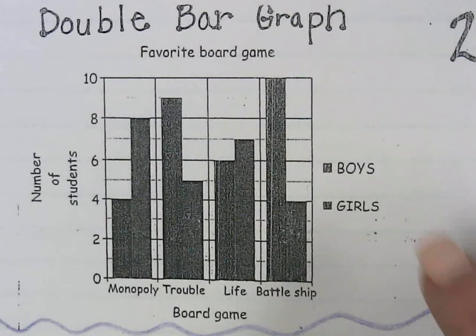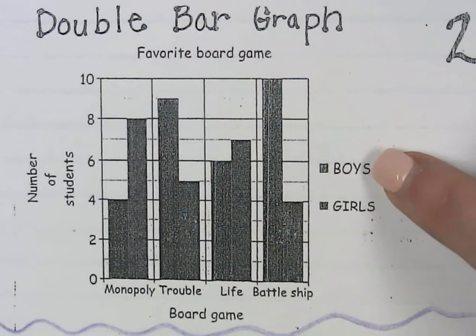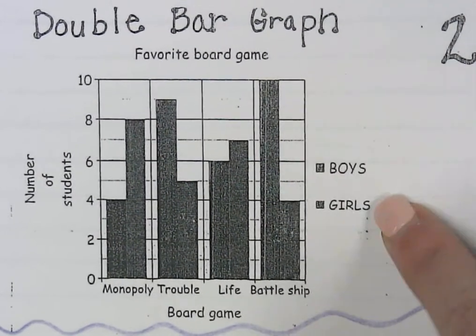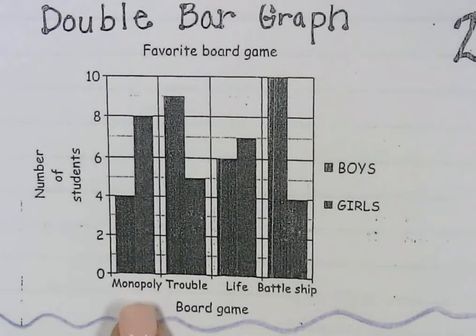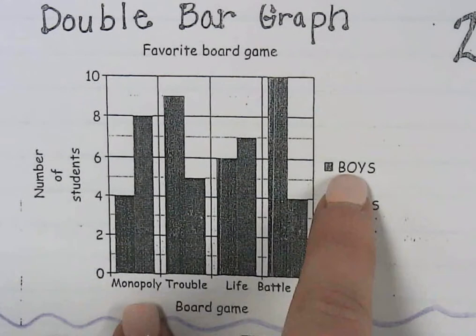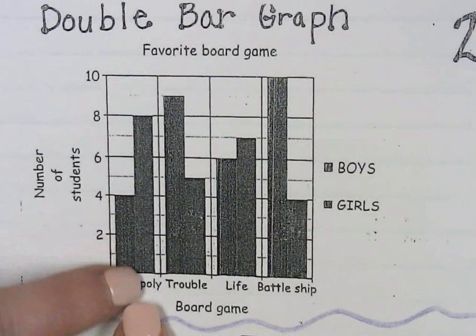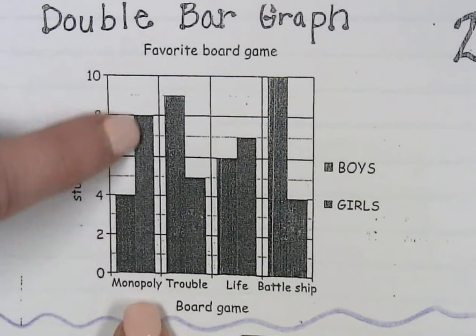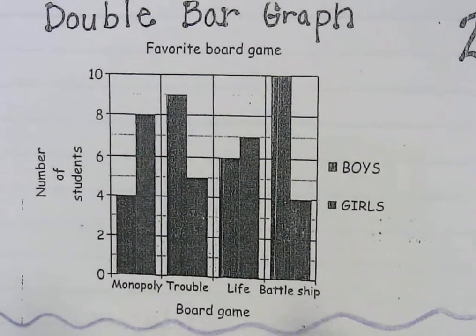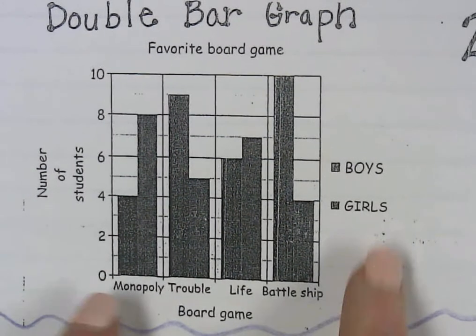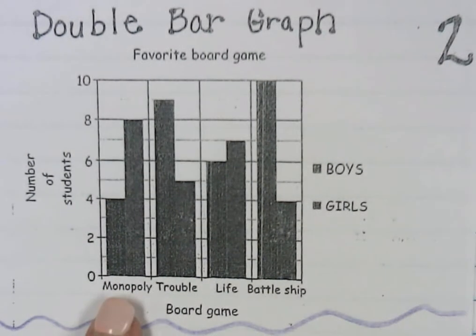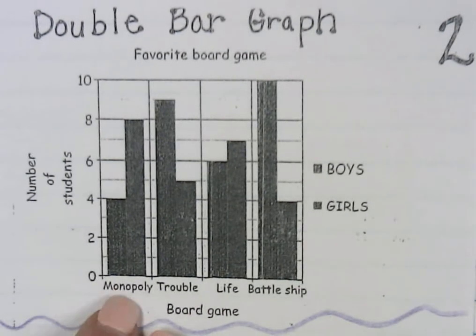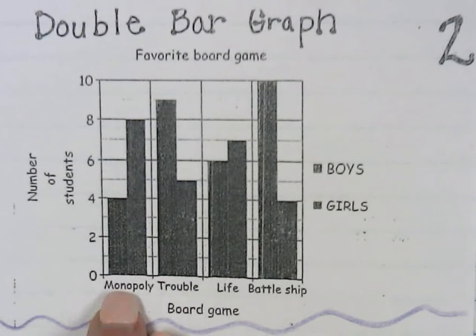So they broke it up. They wanted you to see the boys versus the girl votes. So let's just look at Monopoly. We're going to say that the boys are the first column and the girls are the second column. I know it's kind of hard to see the way it copied. The boys are the first column, girls are the second column. So if I said, okay, Monopoly, did more boys like it or did more girls vote for it? Well, obviously, girls is the second bar. The girls like Monopoly better.